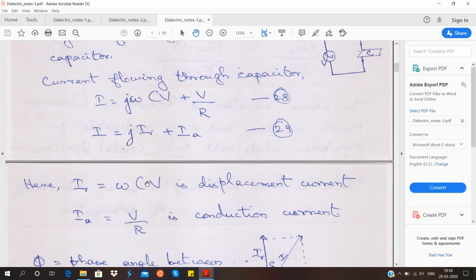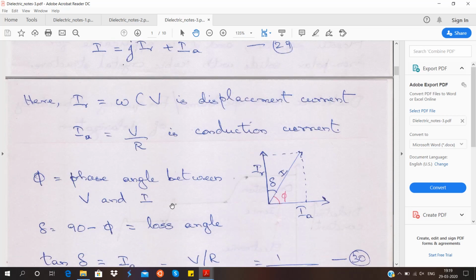I will define this omega CV or IR as the displacement current, and V by R as the conduction current. So I is equal to V by R is something which we already knew exists, but now we also have the displacement current coming into the picture. The conduction current is a real term while the displacement current is an imaginary term. The sum of both results in the total current.